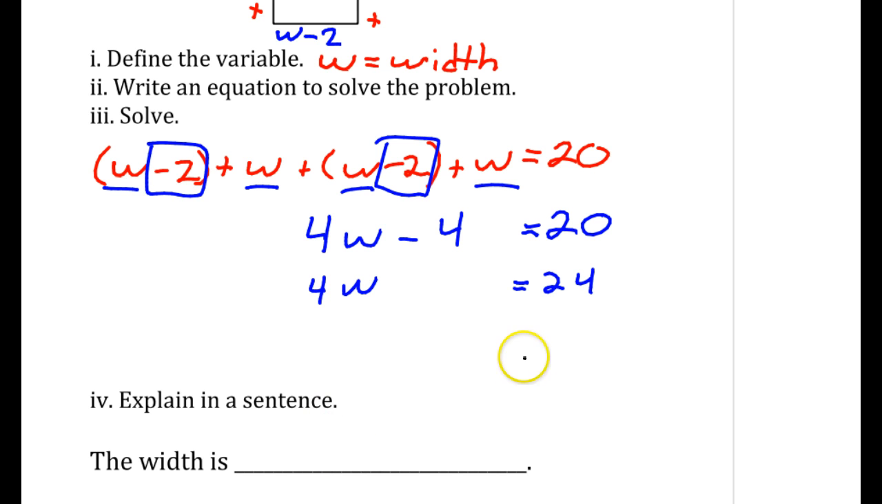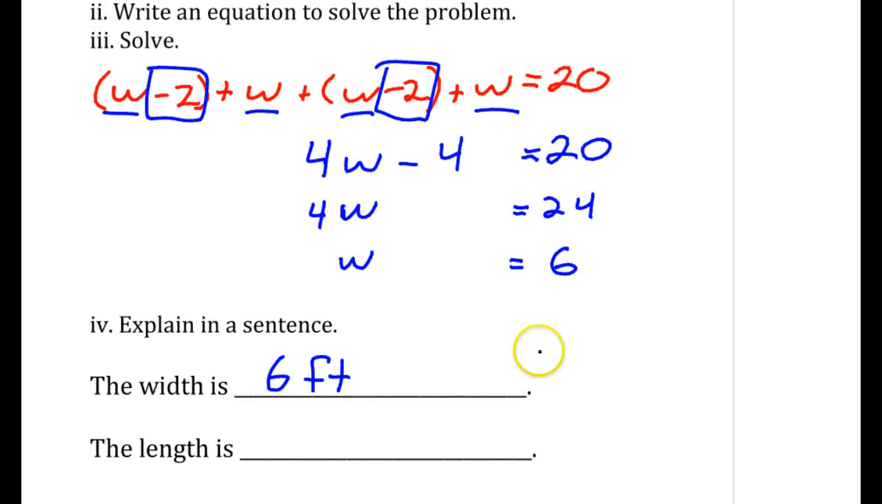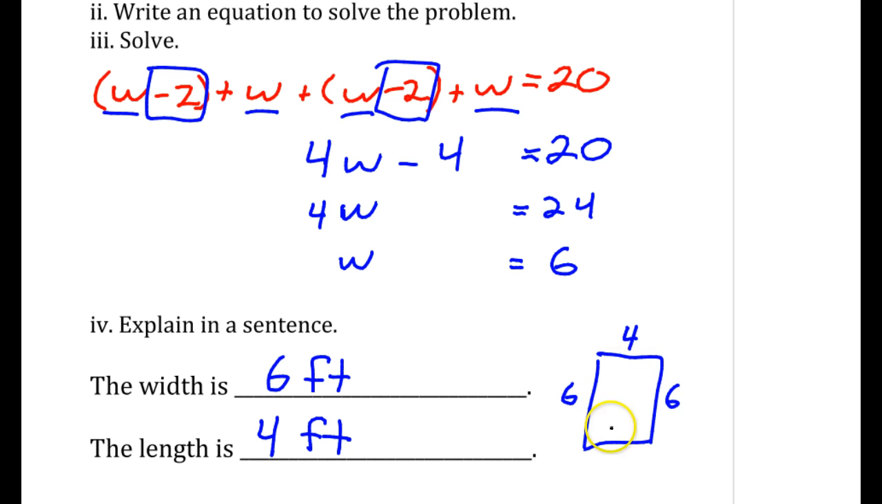The only thing different from the equation to this, part 4, add the units in. What is the length? 4 feet. 4 feet because it's W minus 2. Verify this actually works. So my width is 6. My length is 4. Does this add up to our perimeter?